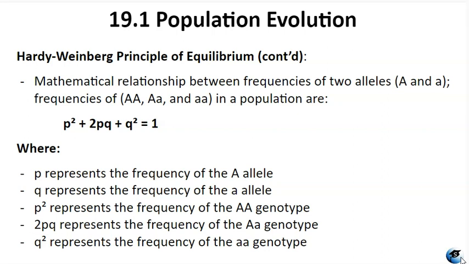Also, p plus q equals 1. So p represents the frequency of the big A allele, q is the frequency of the little a allele, p squared is the frequency of the big A genotype, and q squared is the frequency of the little a genotype. Let's watch this example of how to calculate allele frequencies and genotype frequencies using the Hardy-Weinberg equations.